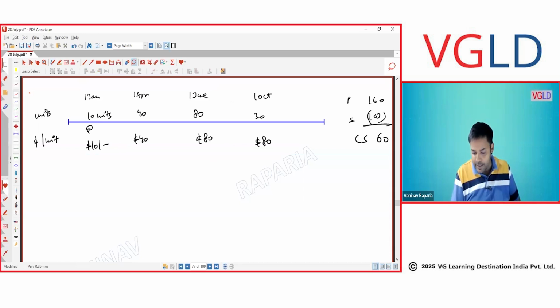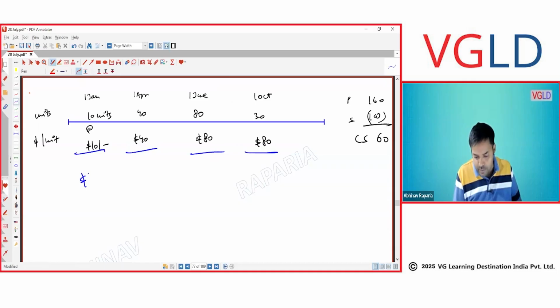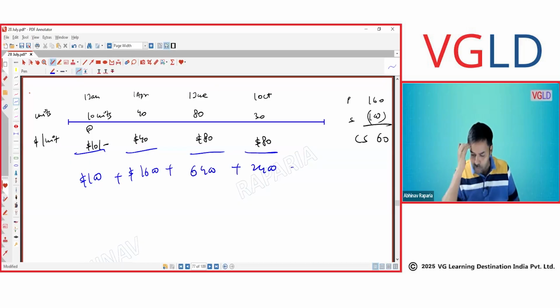Weighted average. Weighted average is simple. I'll multiply everything. This is going to be 100. This is going to be 1600. This is going to be 6400. So if I do the total of that, 10,500. And how many units did you purchase? 160 units. What is this going to be? Yes, 65625 per unit.